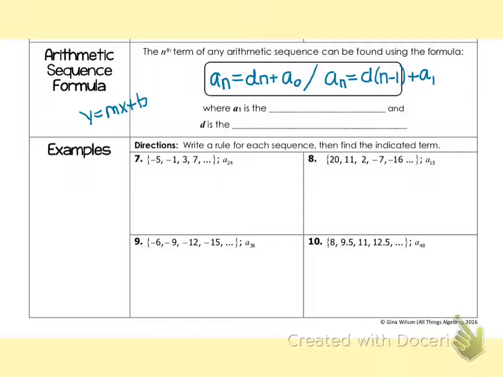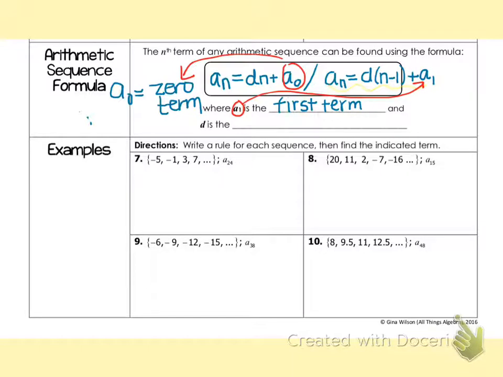So again, you can think about it two different ways. If we use the second formula here, then we would use a sub 1, which would be the first term, and if instead we used the other formula, then we would be using a sub 0, and a sub 0 is, on the other hand, the 0 term, or the term before the first term. But in both cases, the d is the constant difference, and that's, again, similar to the slope.